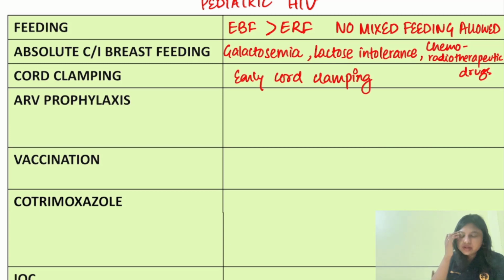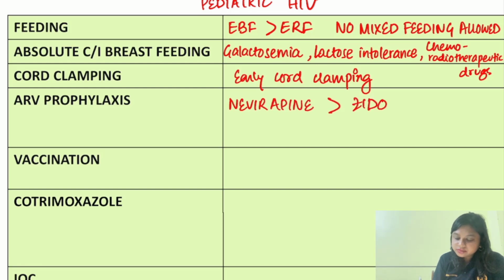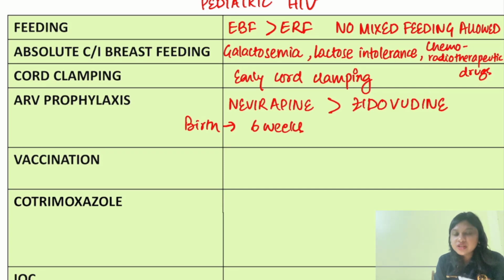So what antiretroviral prophylaxis do we have? We have nevirapine. If nevirapine is not available, then it is zidovudine. We start it at birth and continue it for 6 weeks. Usually zidovudine is given if it is HIV-2 positive. And in case of high risk patients, where the mother was not on any antiretroviral therapy, the maternal viral load is not suppressed, or there was no testing before 32 weeks, in all these cases we prefer to go for nevirapine plus zidovudine, both.